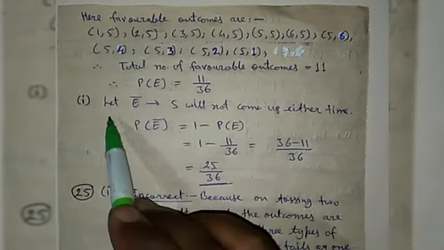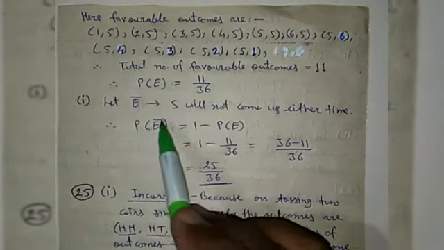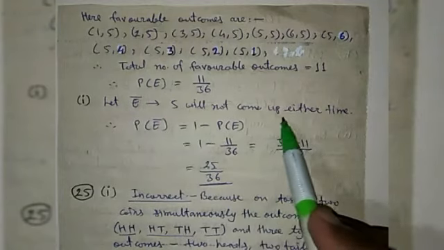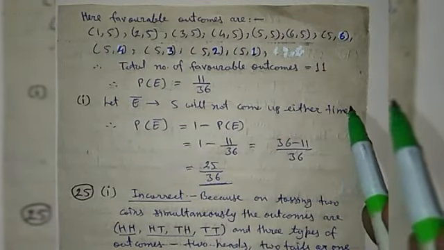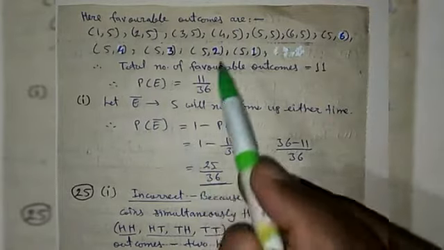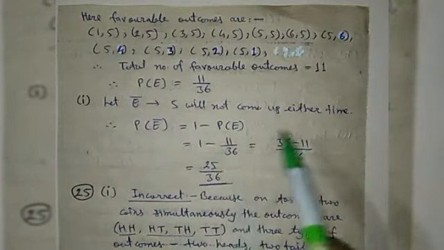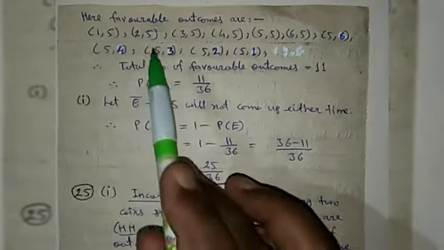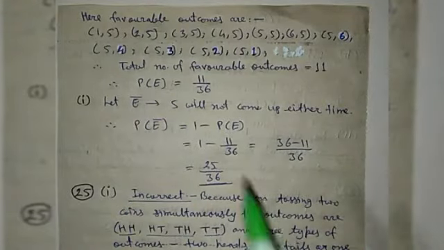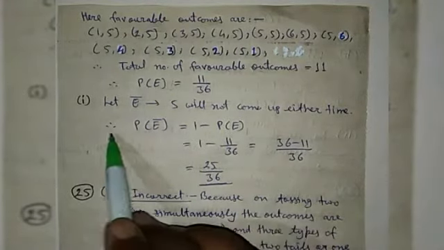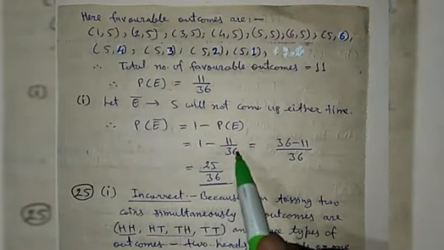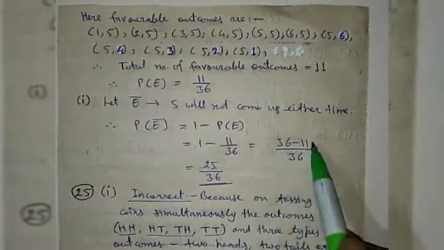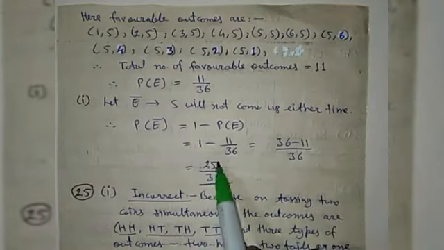In the first part, let E bar be the event that 5 will not come up either time. Here E bar and E are complementary events. So P(E bar) equals 1 minus P(E). Hence 1 minus 11 upon 36, that is equal to 36 minus 11 upon 36, which is equal to 25 upon 36.